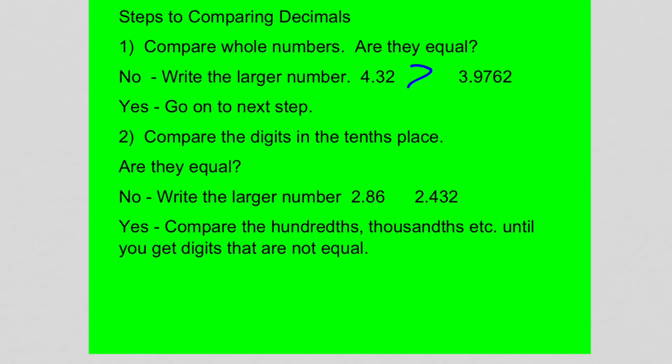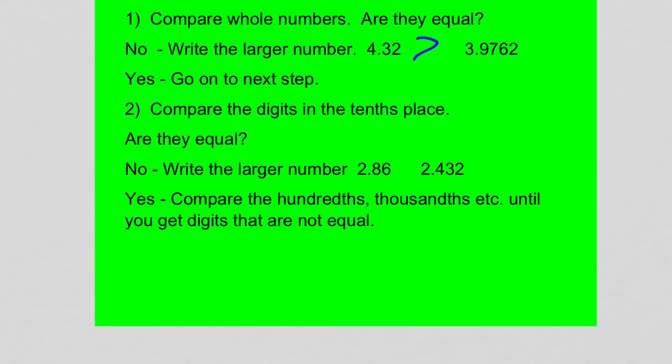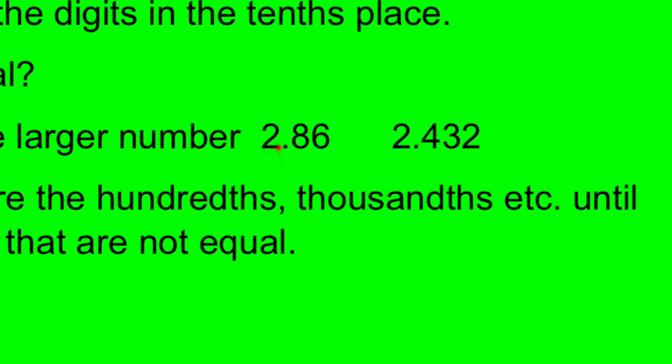But if they are the same, then you would compare the tenths place. So take a look at this one. Both whole numbers are the same. So you have to go and compare the tenths. This number has 8 tenths, this number has 4 tenths. So the first number is greater than the second number. And if the tenths were the same, then you would compare the hundredths. If the hundredths were the same, you compare the thousandths. And you keep comparing until you get a place value that's different.